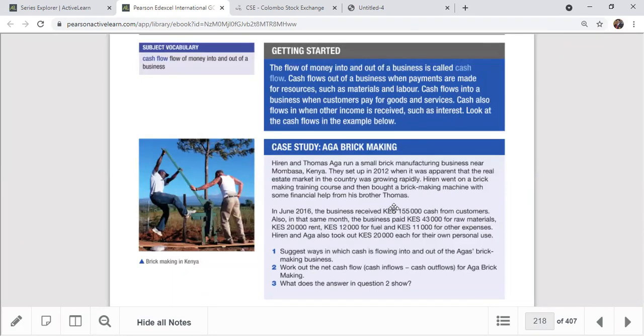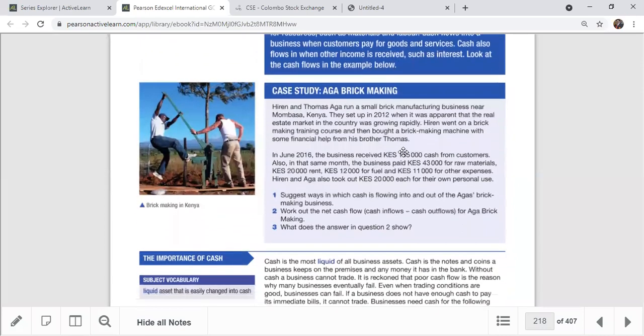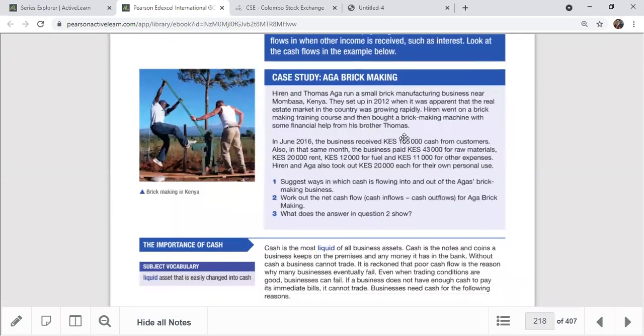Okay, look at this example. After that, we'll talk about that. Aga Brick Making. Okay, I invite Samara. Can you read the case study, please?